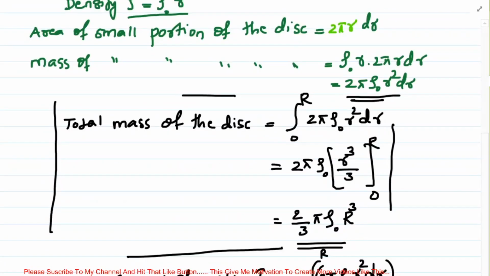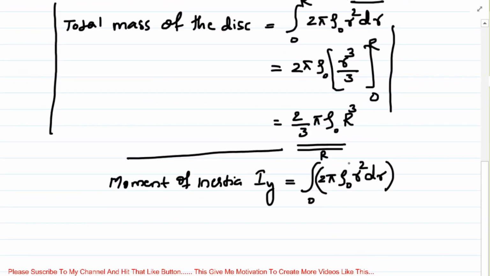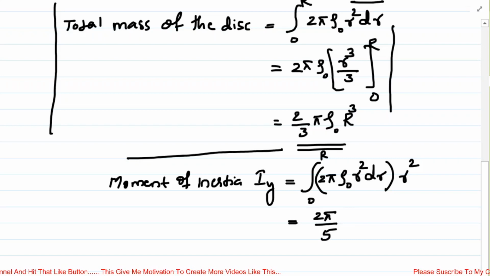That means the thing inside the bracket is actually the moment of inertia of the small disk, and the position square, that is the position is r square. Then we have to integrate it from 0 to r. You will get the answer. If you integrate it, you will get 2 pi by 5. Why? Because r square times r square gives r power 4, and when you integrate it, you will get r power 5 by 5. That 5 is this, right? Rho naught into r power 5.